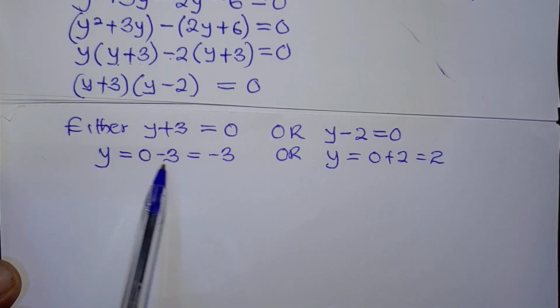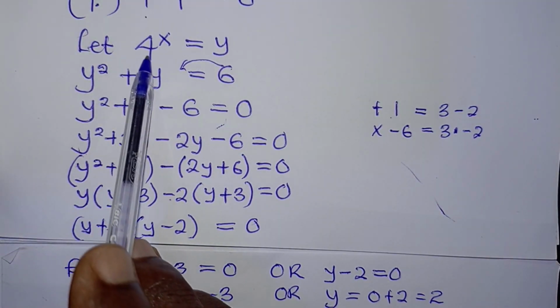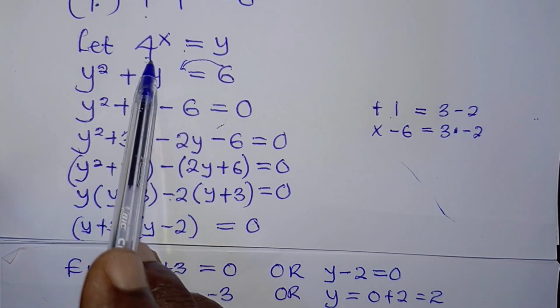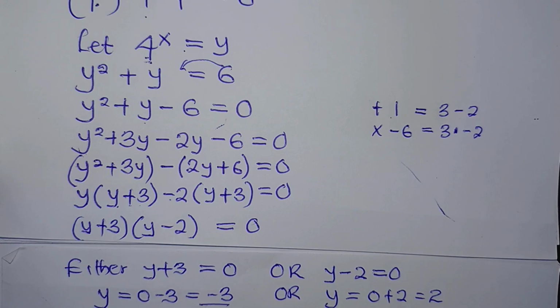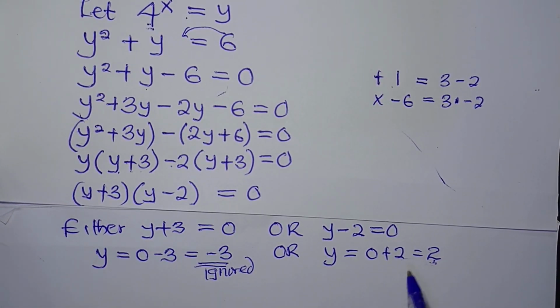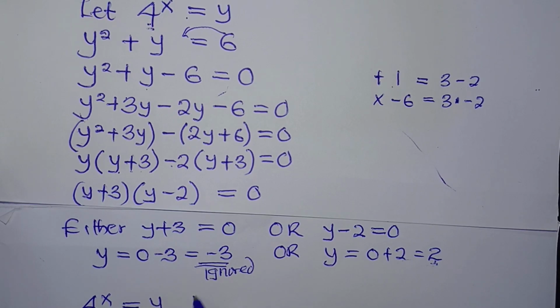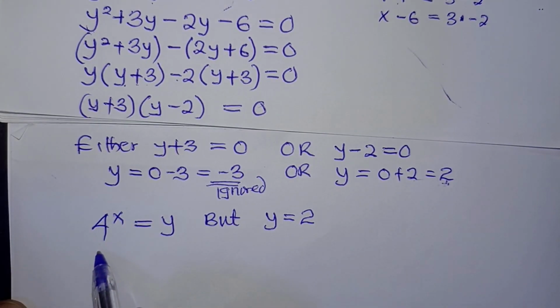Alright, so to find the value for x, let's go back to the equation. We stated here that 4 raised to the power x is equal to y. Because the base is positive, there is no way we can have a negative answer. So therefore, we ignore this one. Then y will be equal to 2. So 4 to the power x equals y, but y is equal to 2, so we have 4 to the power x equals 2.